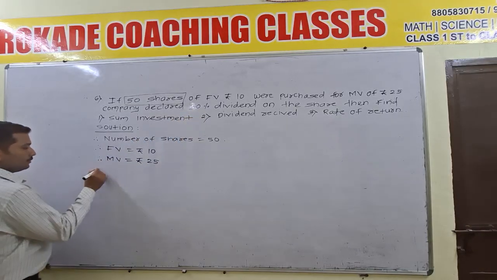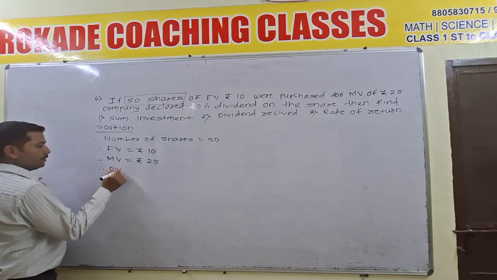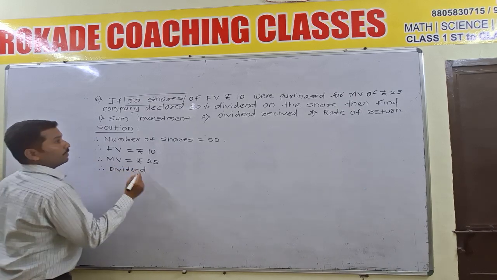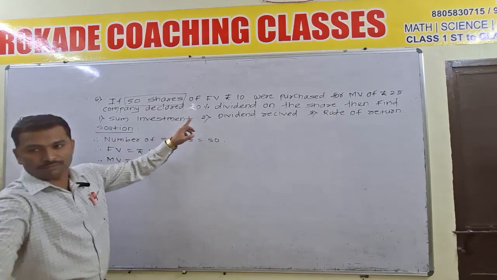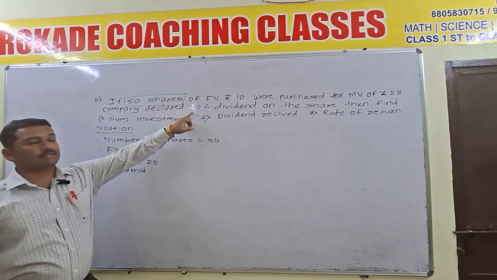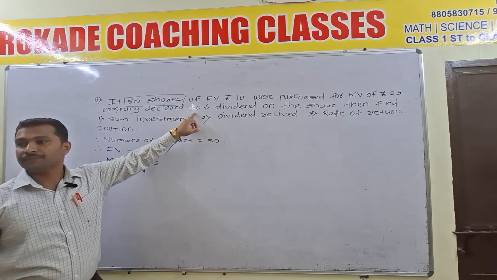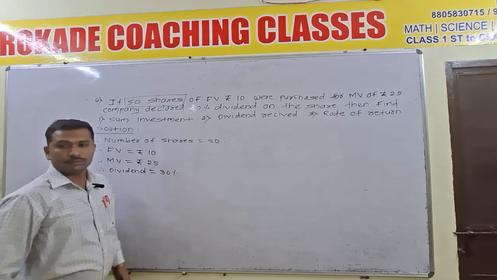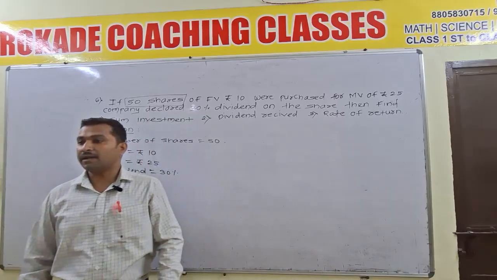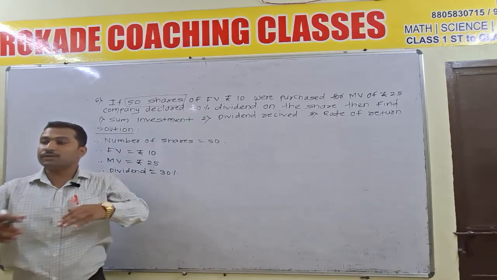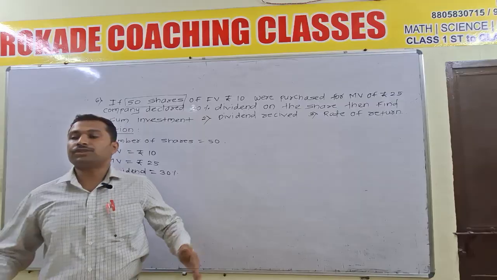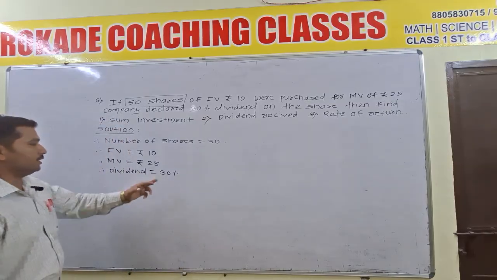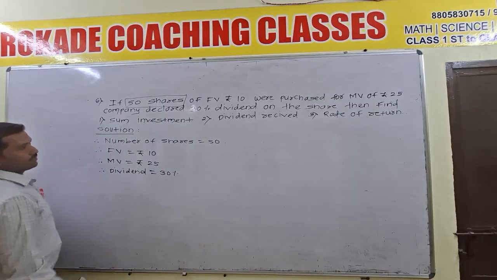Dividend received. We write down dividend received. How much dividend received? 30%. Dividend means part of profit, which is distributed to the shareholders. The dividend received is a 30% dividend.